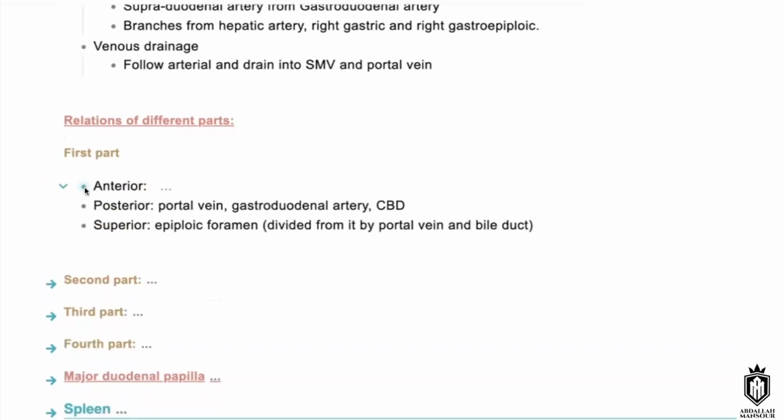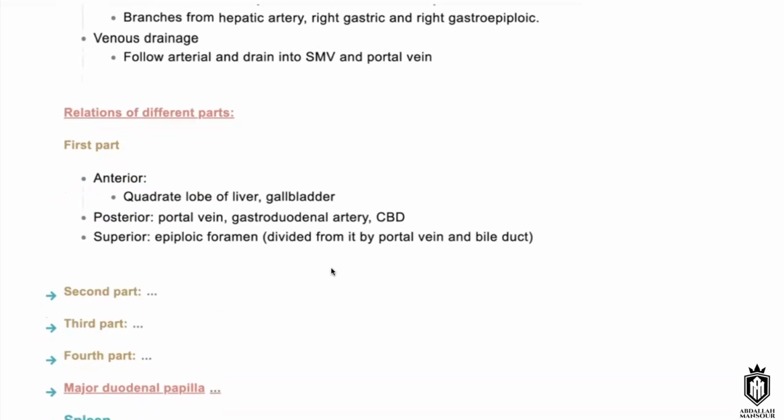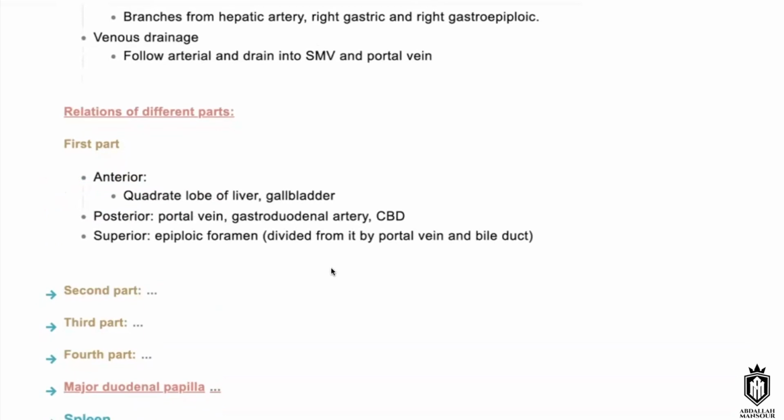So you have anterior relations, and that would be related to the quadrate lobe of the liver and the gallbladder. Posterior relation, and that would be the portal vein, gastroduodenal artery, and CBD, the common bile duct. I mean, it's rational. So you know that you have the pancreas, and the ducts are coming down from the liver to it. So you have the portal triad basically, portal vein, and not really the portal triad, but gastroduodenal artery instead, and also the common bile duct. And it makes sense that the gastroduodenal artery is behind the first part of the duodenum, because there is a risk of perforation due to the ulcers, leading to significant bleed.